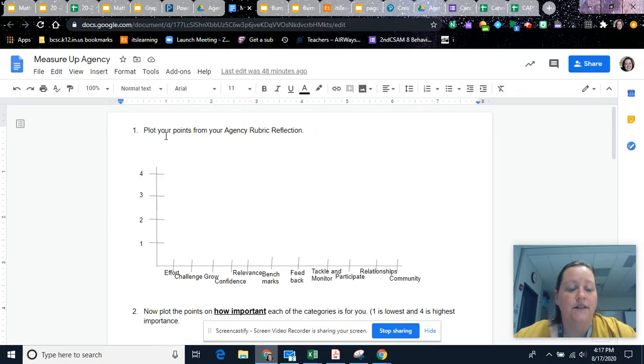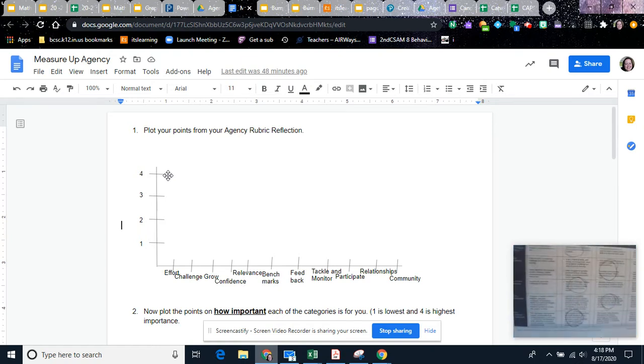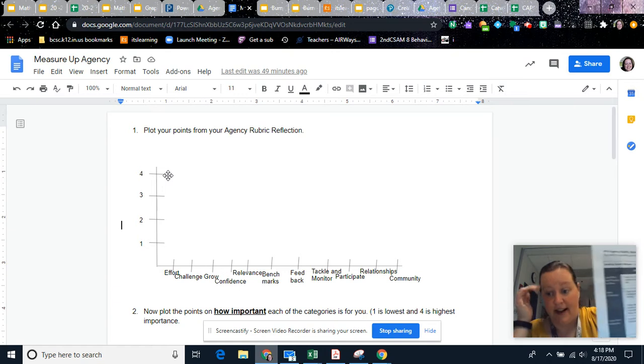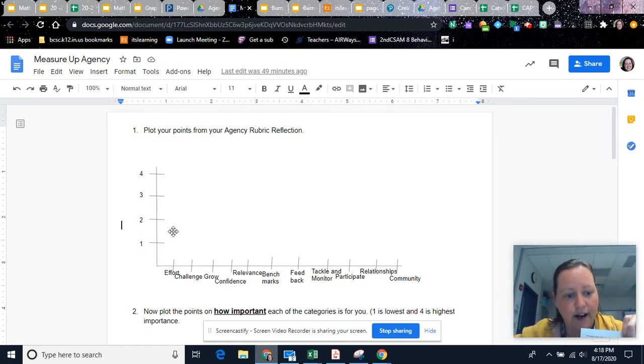So the first thing says plot your points from your agency rubric reflection, where 1 is going to be emerging and 4 is going to be advanced. So I want you to look at the rubric that you did during class yesterday, and you will see the one that I filled out for use effort to practice and grow. I said that I was developing in that on my example. And so for effort, I'm going to plot a point right there at the 2.